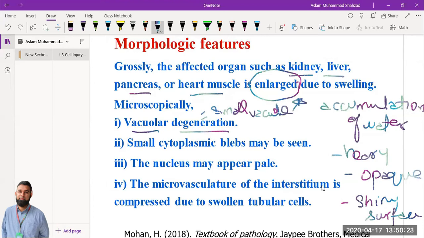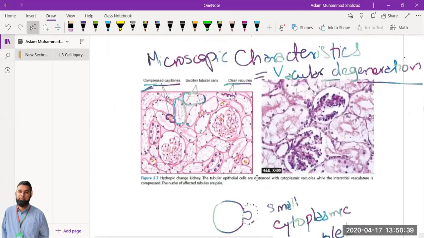And the constriction of the capillaries because of the swelling of the tubules. Then cytoplasmic bulb, but it cannot be seen so often. It is occasional. Like in this slide, there is no appearance or presence of any bulb.